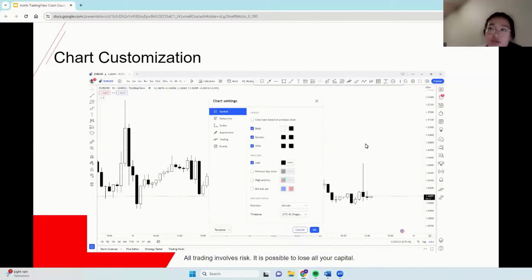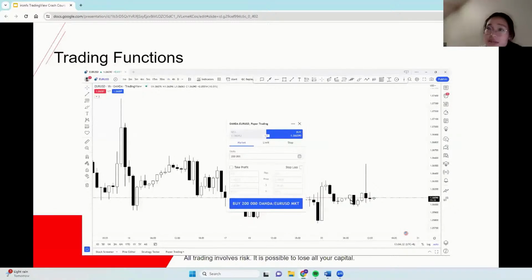Chart customization. So you go to chart settings and you can choose the colors of your candlesticks, the appearance, the price lines, all of those. So it's highly customizable, as you can see.